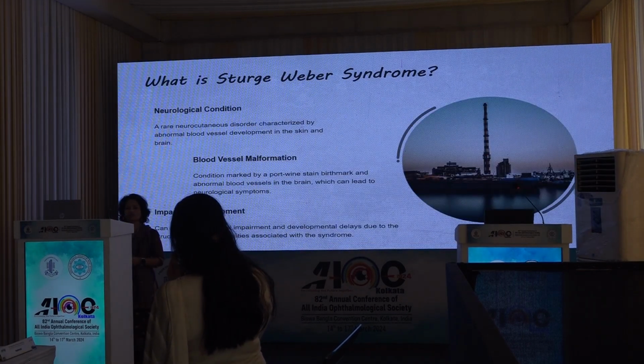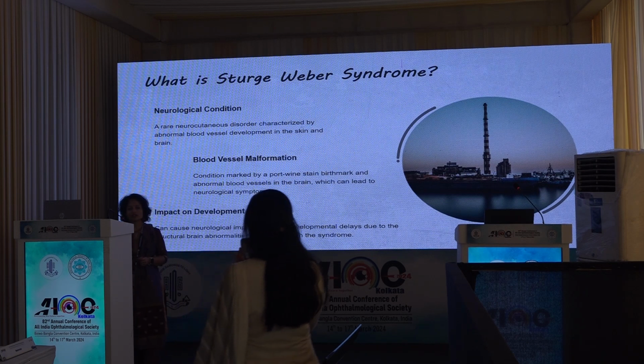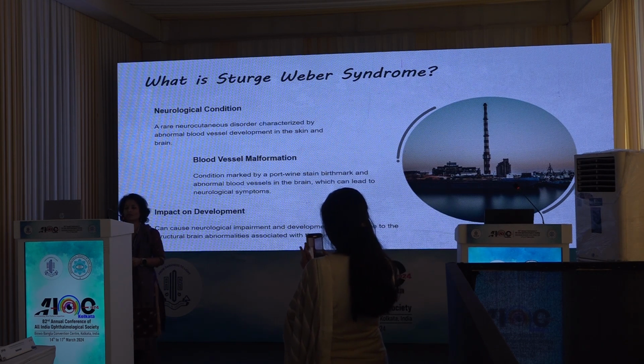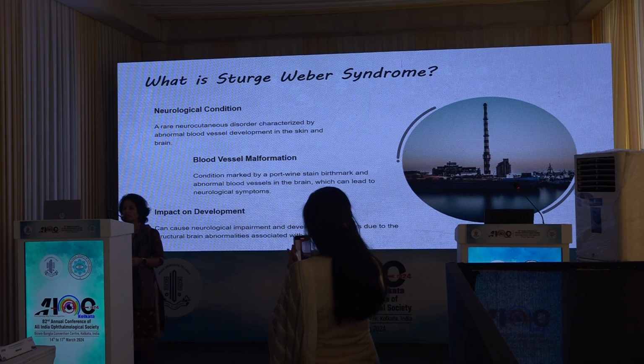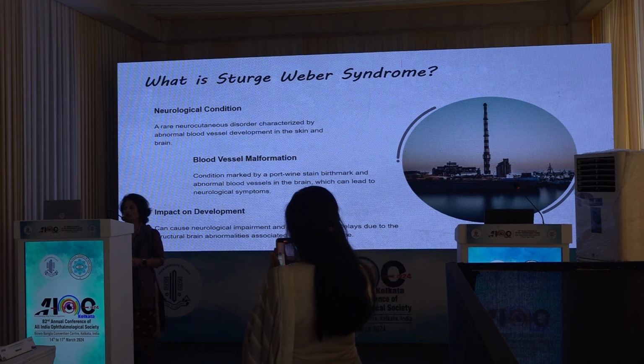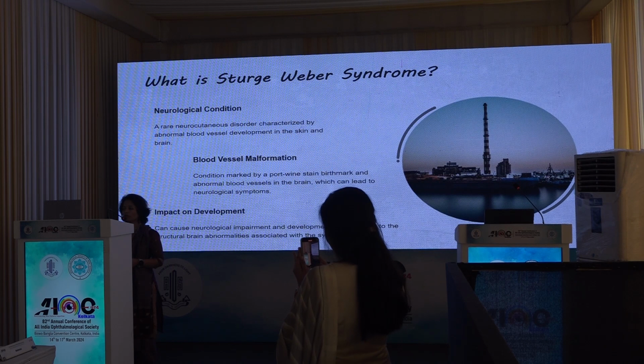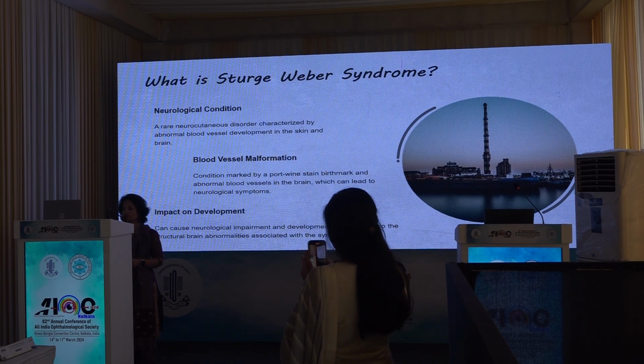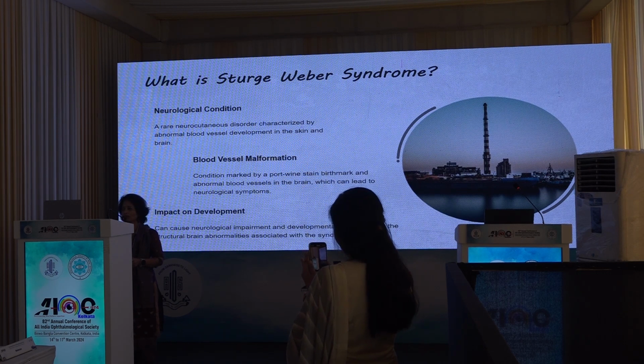So what is Sturge-Weber syndrome? It is a neurological condition, a rare neurocutaneous disorder characterized by abnormal blood vessel development in the skin and brain. There is a blood vessel malformation condition marked by a port wine stain birthmark and abnormal blood vessels in the brain, which can lead to neurological symptoms. Impact on development: it can cause neurological impairment and developmental delays due to structural brain abnormalities associated with the syndrome.